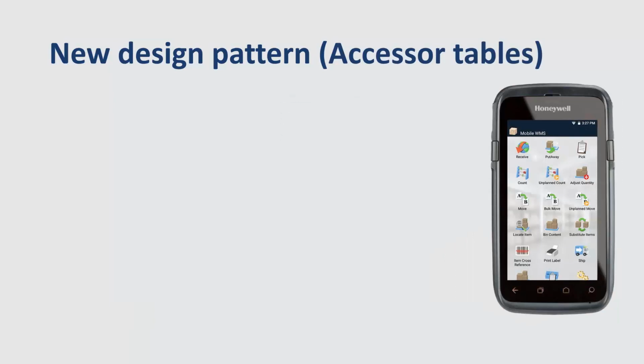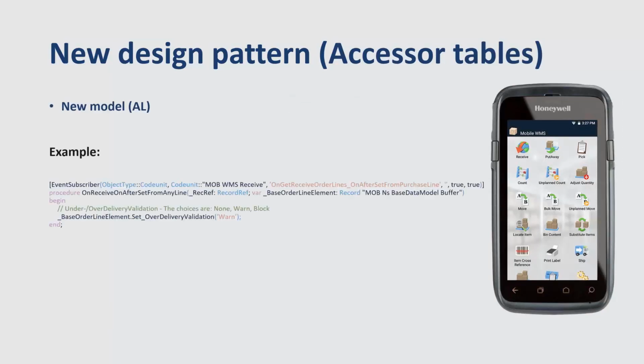And let's look at how to use the new Accessor tables when customizing mobile WMS. So changes now require a new event subscriber procedure to be declared in your own code. You can subscribe to, among others, a number of new OnAfterSetFrom events. And the event is triggered after the base app has run and filled the base order line element, and is triggered for each line of the source document. So you can now change or add values that will afterwards create the XML response to the mobile device.